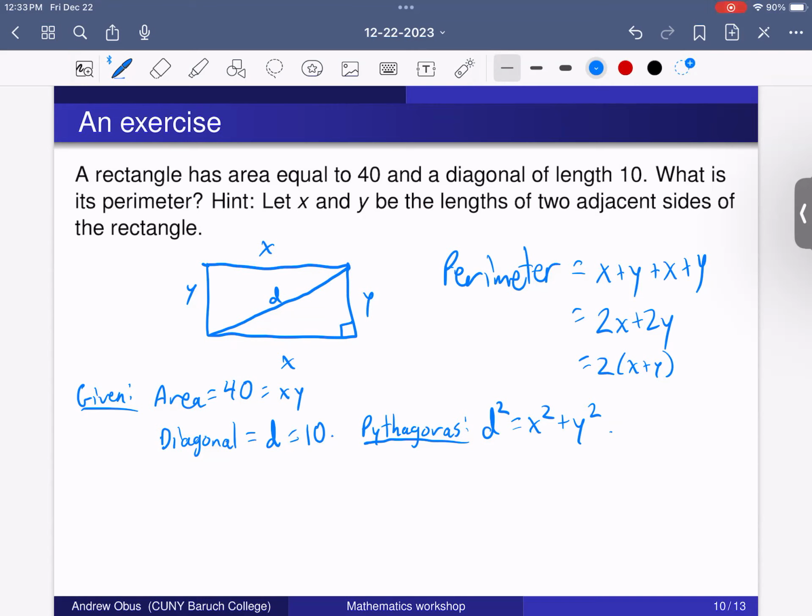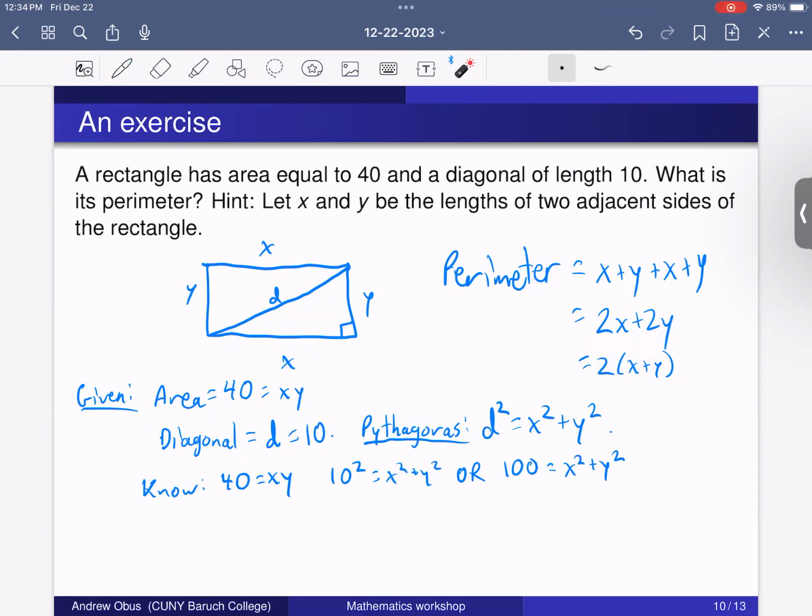We have 2 equations. We have 40 equals xy, and we have 10 squared equals x squared plus y squared, or 100 equals x squared plus y squared. And we want to know what this perimeter is. We want 2 times x plus y. We want to get that quantity.